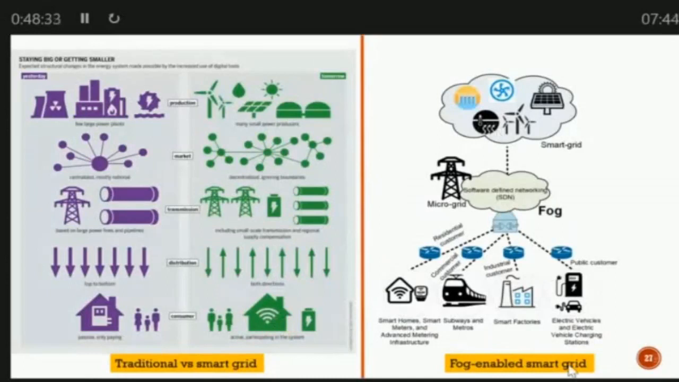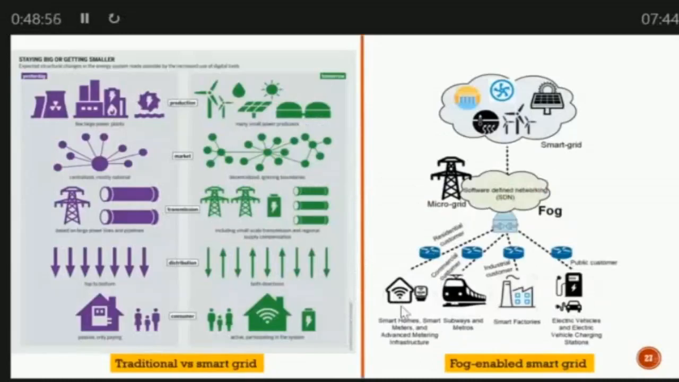So how would fog lie within this smart grid scenario? This is how your fog would be. Your fog is connected to different smart grid industries. For example, this is an electric vehicle. You have smart factory, you have subways, and you have smart meters at home, smart home, etc. All that stuff. So you're getting the data from them.